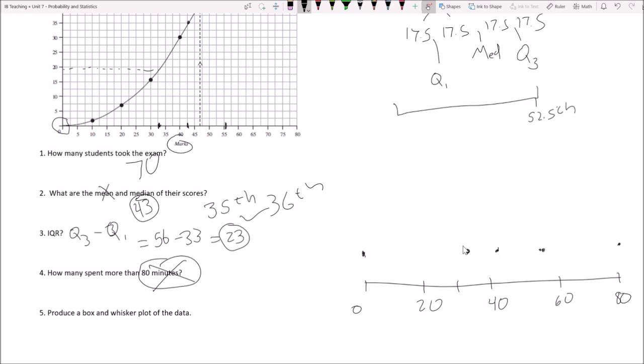So remember, you got the median here. In the middle we have a box, so I'm going to draw my box. Put a line down through the median. Draw your whiskers out. There's a little whisker, there's a little whisker, and now we have whiskers. And that's it. That's our box and whisker plot.